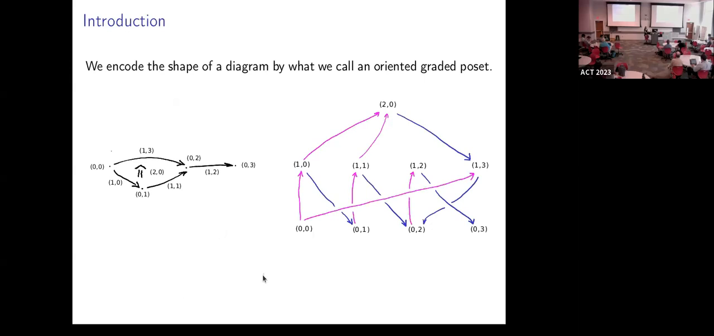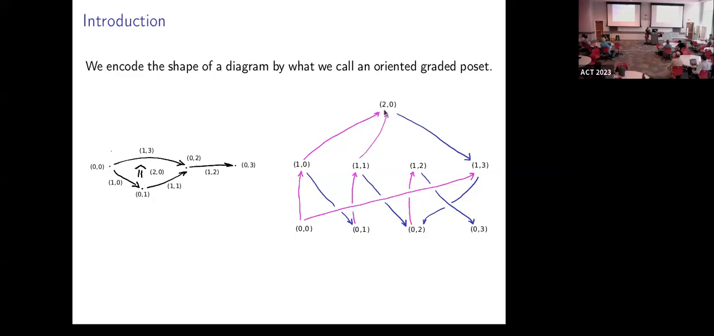Okay, now, in this setting of diagrammatic sets, we encode the shape of a diagram by what we call an oriented graded poset, and I will explain what this means now. So, on the left-hand side, we have an example of the shape of a two-dimensional diagram in its pasting diagram representation, in which the zero-dimensional elements are the points, the one-dimensional elements are the arrows, and then the two-dimensional elements are oriented surfaces. And on the right-hand side, we have the Hasse diagram representation of the poset that encodes this shape of a diagram, okay?